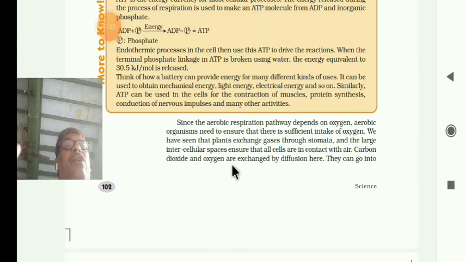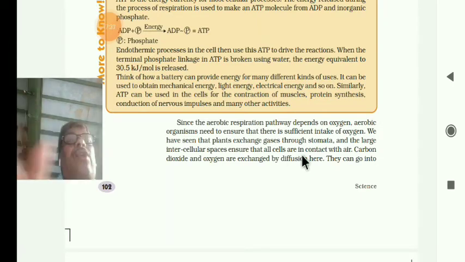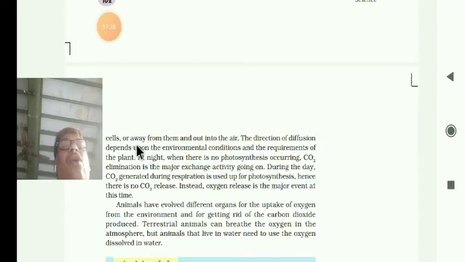Carbon dioxide and oxygen are exchanged by diffusion. What do we mean by diffusion? It is the movement of gases from higher concentration to lower concentration, into the cells or away from them and out into the air. The direction of diffusion depends upon the environmental conditions and also on the requirement of the plant.